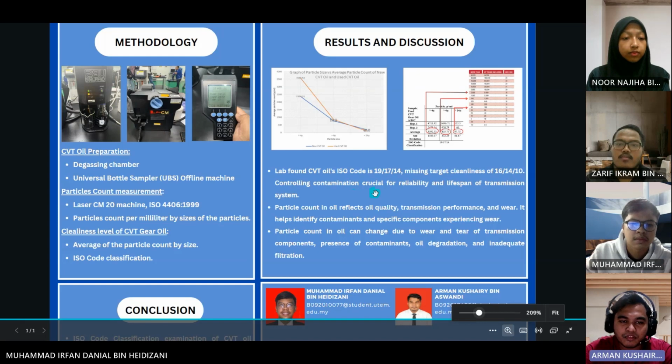Other than that, improved maintenance: proper maintenance practices such as regular oil changes can help minimize the particle count. Fresh oil with the right viscosity and additives can provide better lubrication and reduce wear on the internal components, resulting in fewer particles. It is important to note that the particle count in CVT gear oil should be within the manufacturer recommended limits. High particle counts can indicate excessive wear or contamination, which may require further investigation and maintenance to prevent potential damage to the transmission.